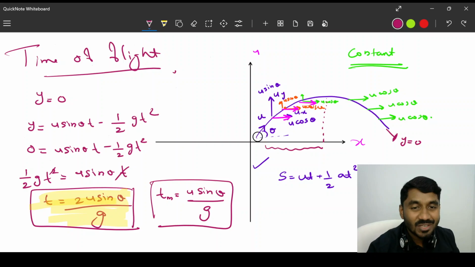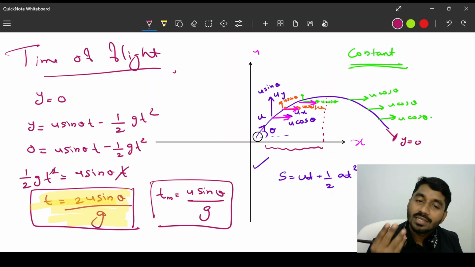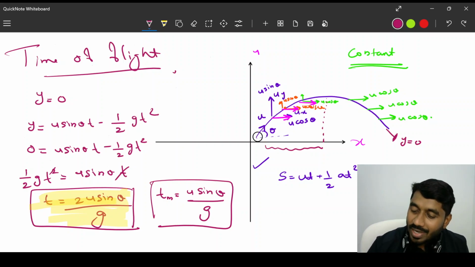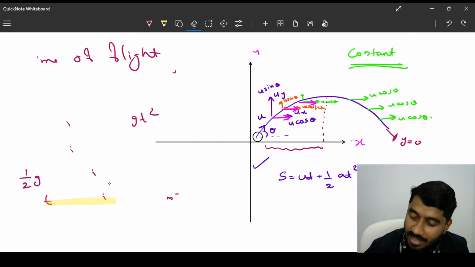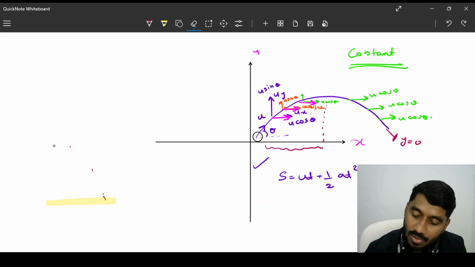We derived the 2 equations. So what we did? We took the y displacement equation, substituted y equal to 0, and we got this answer. Clear everyone? So let's move on to the next one. I hope you took the screenshot.